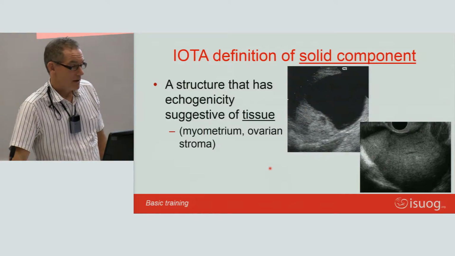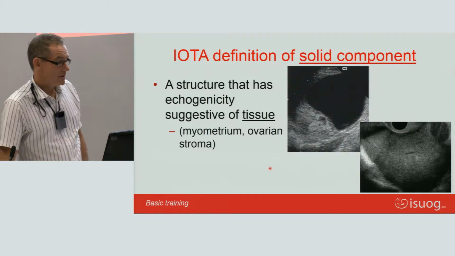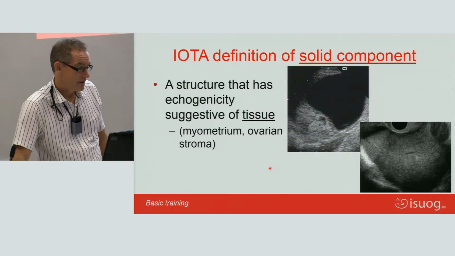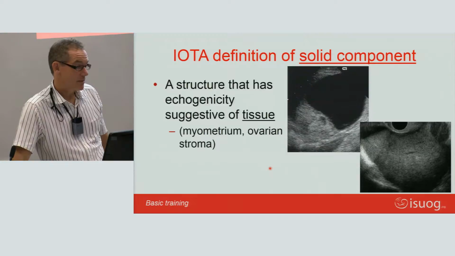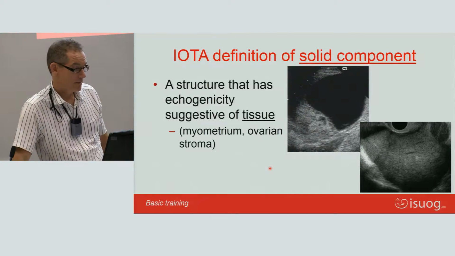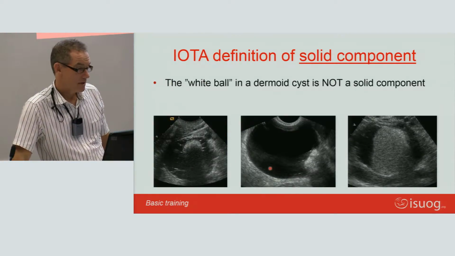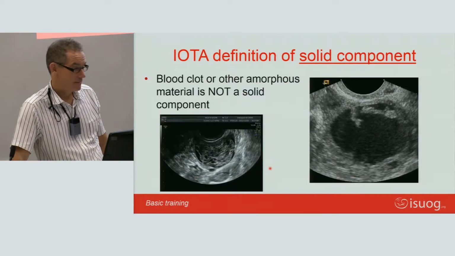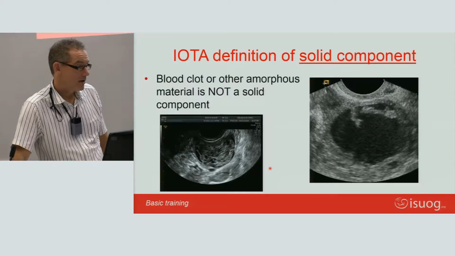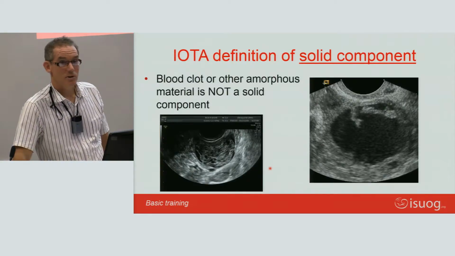Okay, so the IOTA definition of a solid component is any structure that you see within the cyst that has an echogenicity similar to surrounding structure, be that myometrium or the ovarian stroma. Okay, so the white ball of a dermoid cyst is not a solid component. And a blood clot or other amorphous material is also not a solid component.